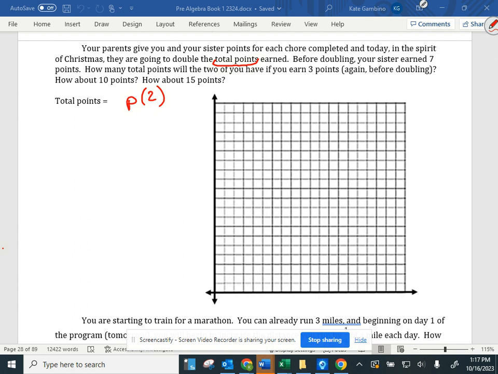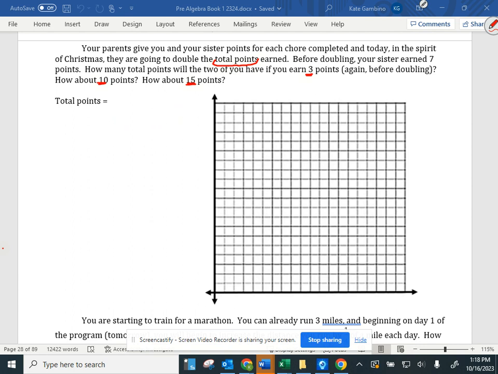So all I know is I have 3 points, or 10 points, or 15 points. What important thing are we missing? What other information do we have? Damien? Exponents. We're not using exponents in this one. We're not that complicated yet. Adeza? We need to put in our sister's points. It's a total of our points plus our sister's.